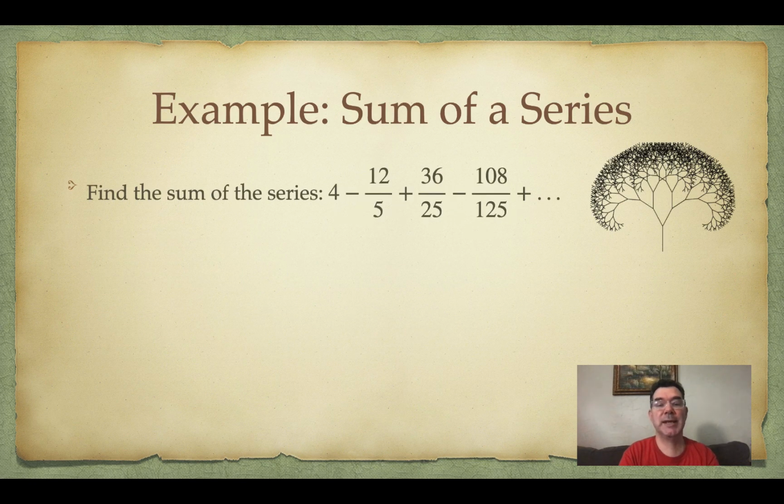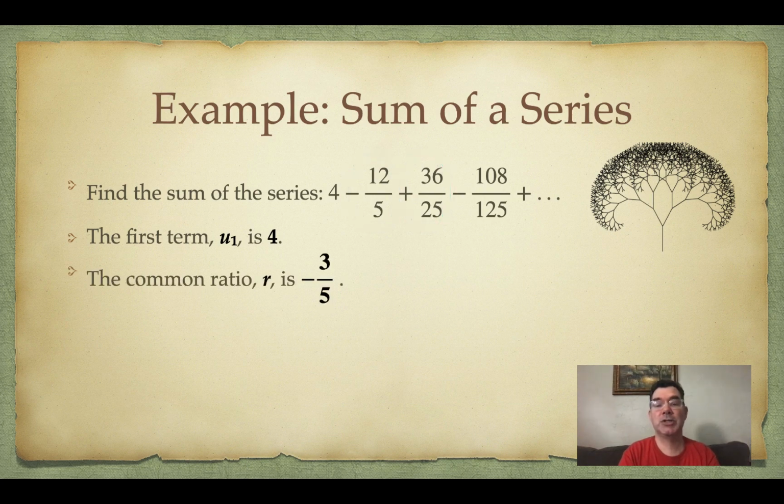All right, here's another example. I have 4 minus 12/5 plus 36 over 25 minus 108 over 125, and so on. So the first term again is 4. I can just look at the series and figure out that that is 4. Again, to figure out R, I take any term and I divide it by the term that comes before it. So I could take negative 12/5 and divide it by 4. I could take positive 36 over 25 and divide it by negative 12 over 5. No matter which two terms I choose, I'm going to get a common ratio of negative 3 over 5.